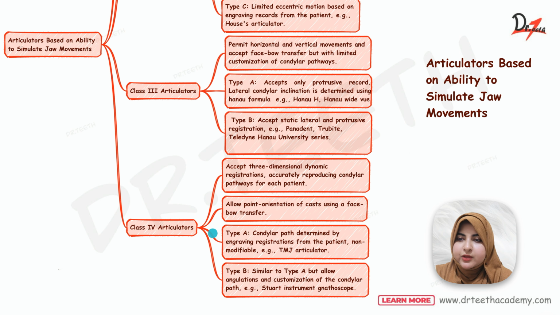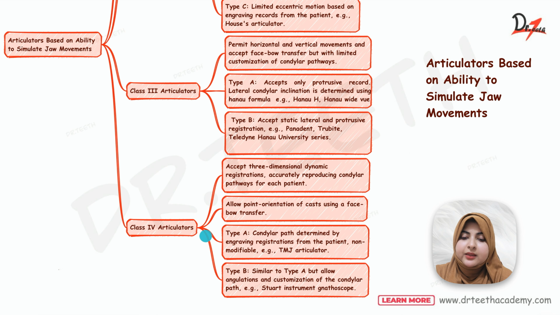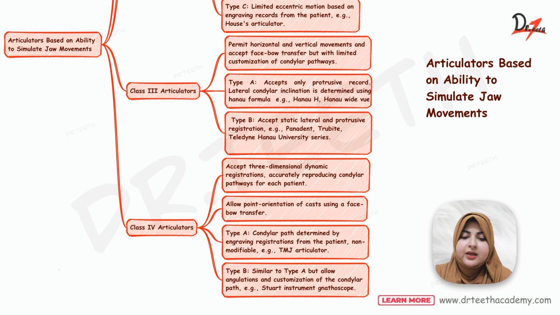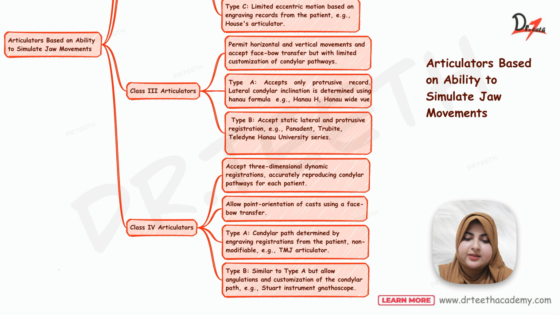It is also of two types, type A and B. In type A, we have condylar path determined by engraving registrations from the patient, non-modifiable. Example is the TMJ articulator. The type B is similar to type A, but allows angulations and customization of the condylar path. Example, Stewart instrument, Gnathoscope.